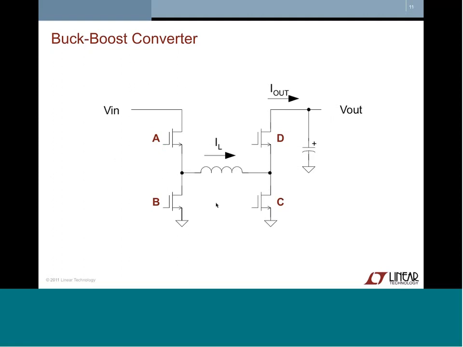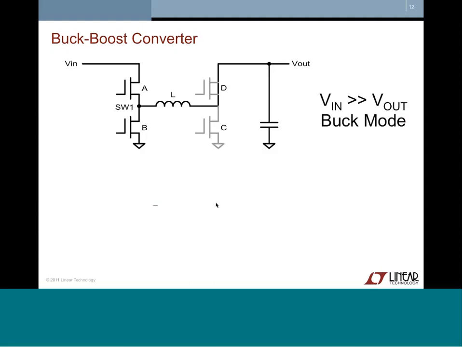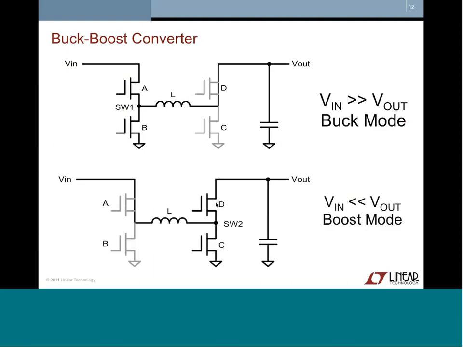Okay, in this case we landed on the classical buck boost configuration with four switches and a single inductor in between. So we have four switches, A, B, C and D, that can operate at first in a buck mode when input voltage is higher than output voltage, or in the boost mode when the input voltage is lower than output voltage. You can see in the upper configuration we have switches A and B that create actually the synchronous buck, and in the configuration down it's a typical boost converter.